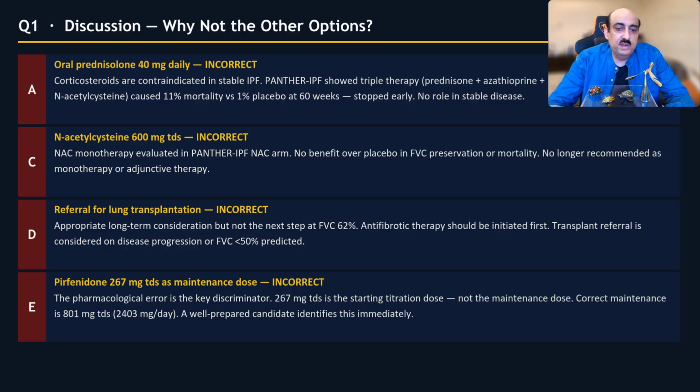And finally, Pirfenidone 267 milligrams 3 times a day as maintenance dose. Now, this might be a red herring. This is the closest differential, but if you pay close attention, the dosing is incorrect. 267 milligrams TDS is the starting titration dose, not the maintenance dose. So the correct maintenance dose is 801 milligrams 3 times a day, which means over 2,400 milligrams.